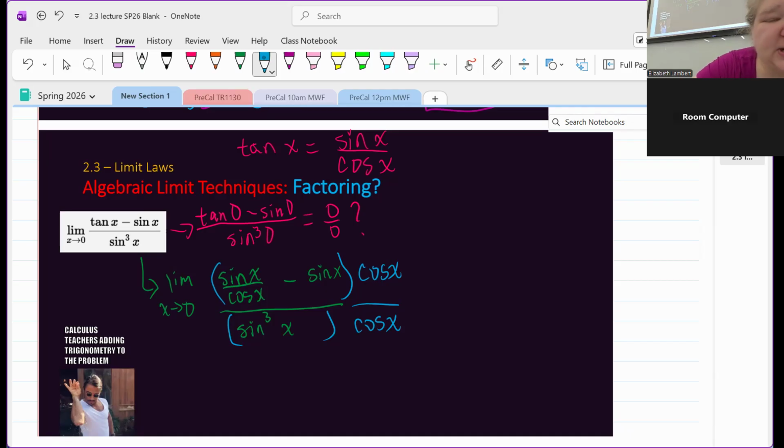Now, you don't have to do it this way. You can factor out the sine x on top. You'd have 1 over cosine x minus 1, and then you can try to play from there. But this is another way to make it work.